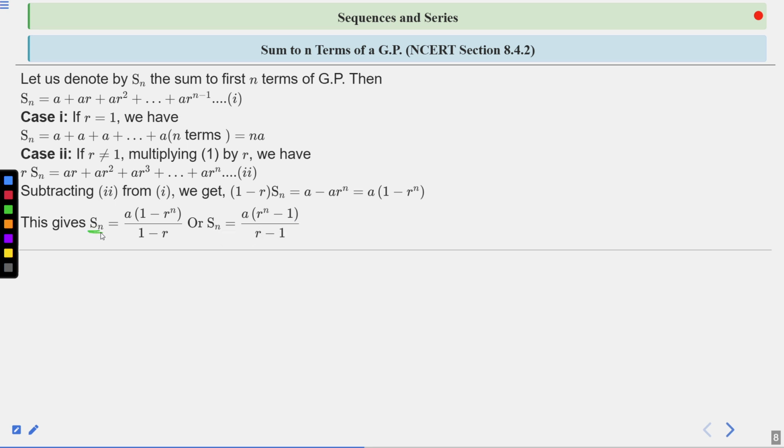So the sum of the first n terms of your GP is given by this formula, where a represents the first term of your GP and r represents your common ratio. Simple. This form is going to be used when r is less than 1, and this one when r is greater than 1. And for r equal to 1, you will use this form. I hope the derivation of the formula is clear. Moving to next.